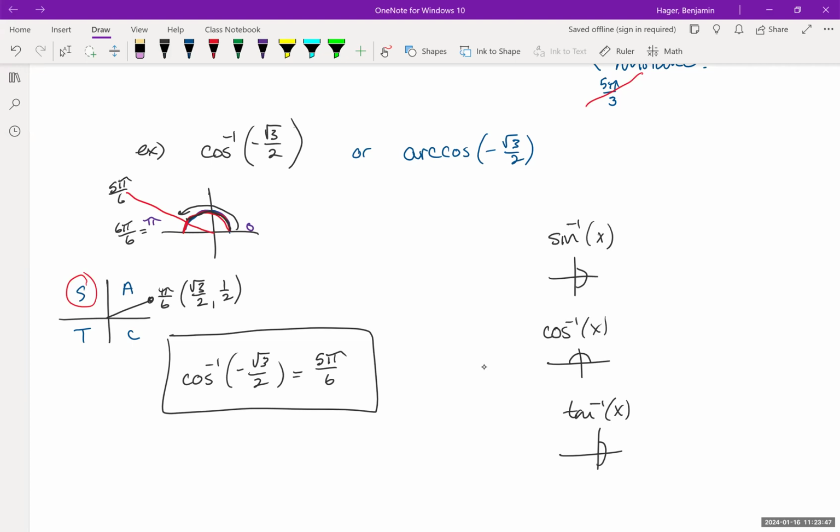So remember those domain restrictions, use the reference angle, and most importantly, if you're trying to get to some angle, you can't leave the restricted boundary to get there. You may be forced to just go straight directly at it.